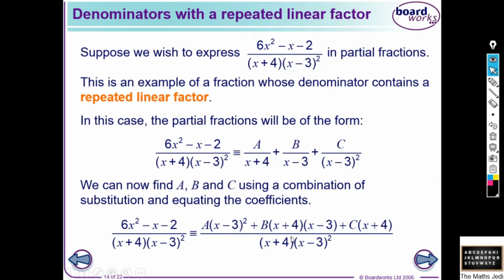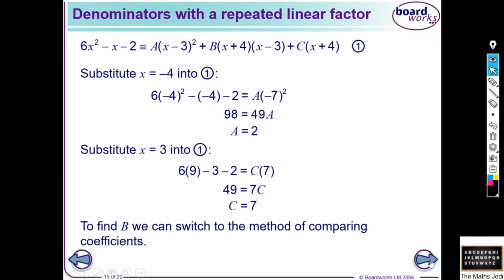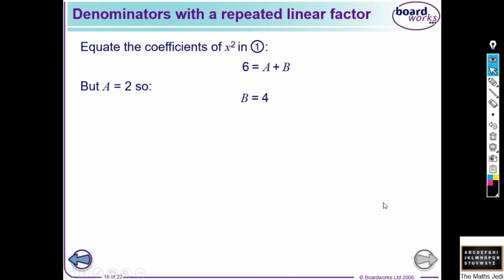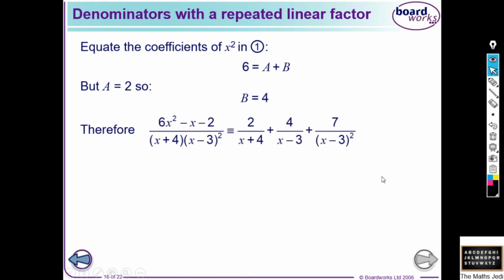So you can see we'll have an x squared term here with a b against it, and an x squared term here with an a against it. So a plus b will be the coefficient of x squared. They do eventually get the value of b is 4. And again, just like before, you would write the fraction out as three partialised fractions.